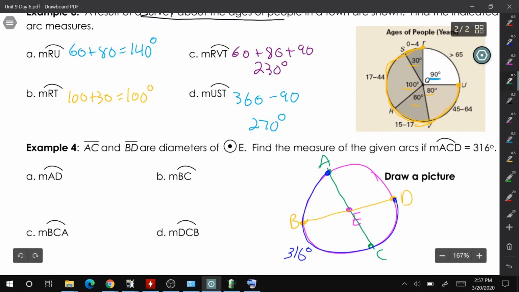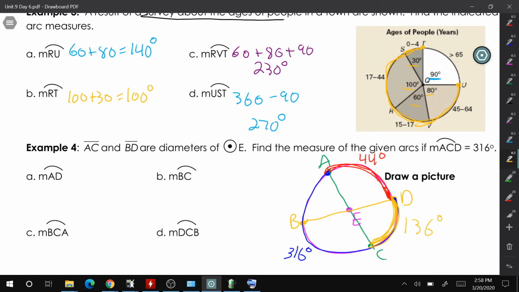Okay, so the first thing I would have done is said, okay, if they're telling us that this blue arc is 316, that means AD right here has to be 360 minus 316, or 44 degrees. Okay, if that's 44 degrees and AC is a semicircle, because we have a diameter here, this arc down here from DC must be 180 minus 44, or 136 degrees. Now, I know it doesn't look that way, but that's just because that's how we drew the picture. Like I said, always go by the math.